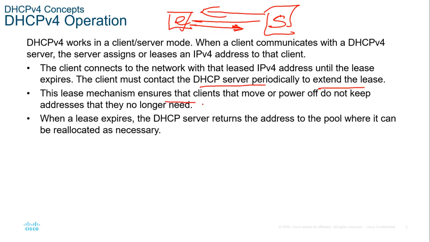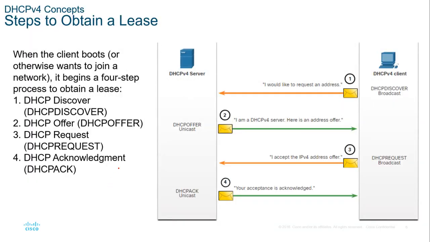This lease mechanism ensures that clients that move or power off do not keep the address. That's the reason why there is a need for a lease. That IP address is leased, it's not assigned permanently. Once the lease expires, the server can assign that very IP address to other devices. So when the lease expires, the DHCP server returns the address to the pool, where it can be reallocated as necessary, or to any other PC that is in need of an address.